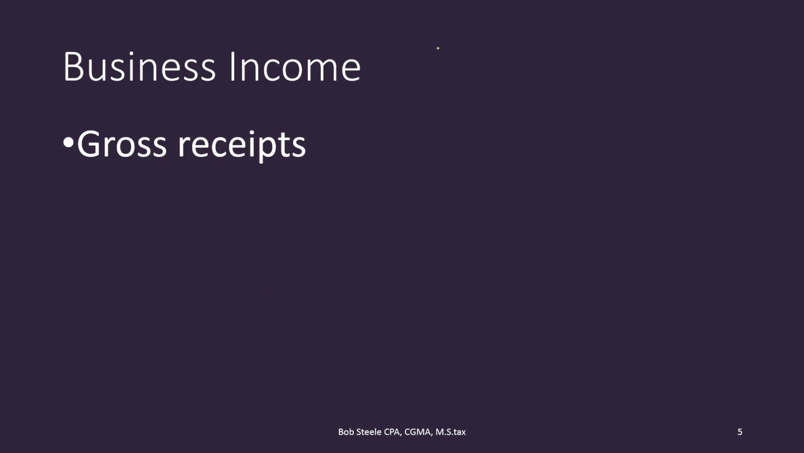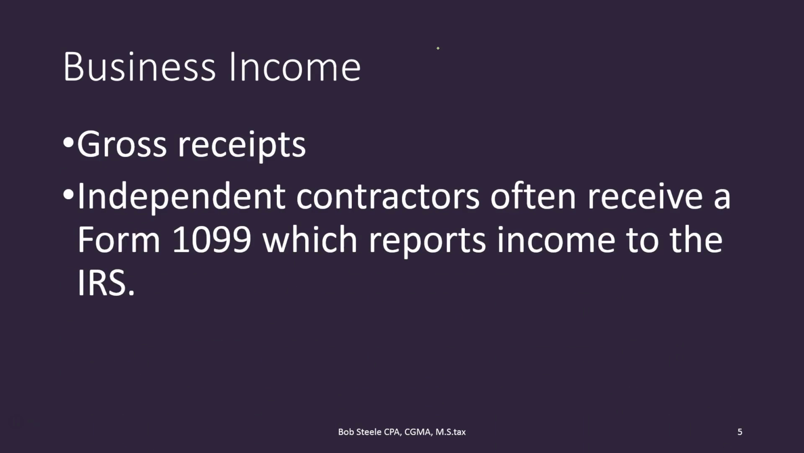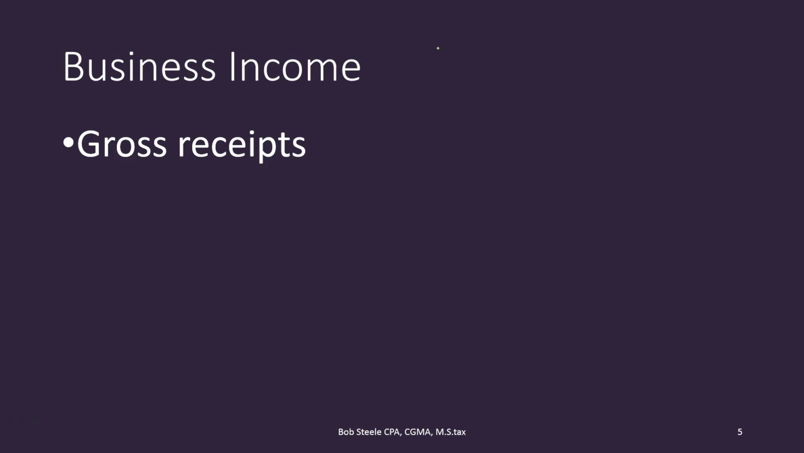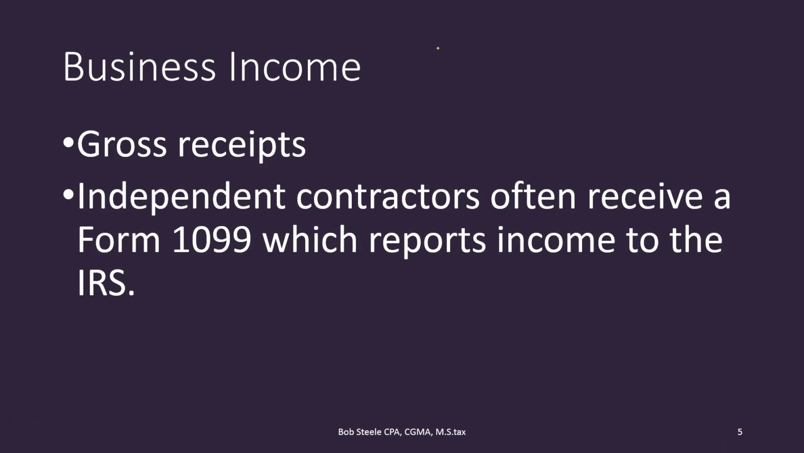So business income, what is it? Gross receipts. And to define gross receipts, it's more clear in terms of a business. Obviously, anything that we received is business income. So the act of us performing services, anything that we received for that is going to be income. And that includes, of course, cash and checks, but it also includes things like if we bartered. Any services that we received for our work would then be reported as income on the Schedule C if we were in business. So individual contractors often receive a Form 1099, which reports income to the IRS.